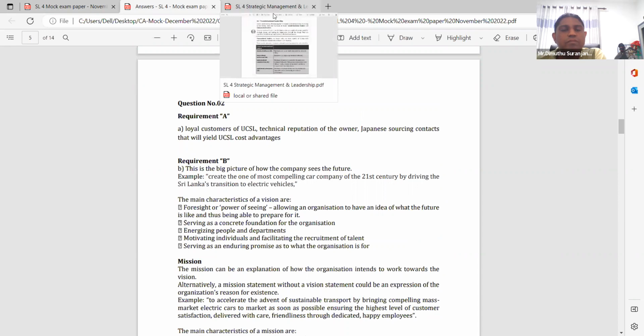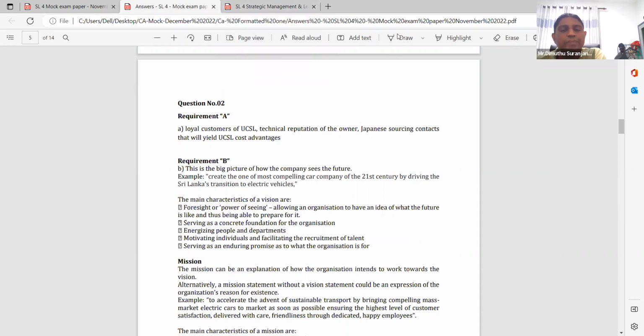Right. If you go to theory, look at the visions. You may not come up with the same visions. It's not practical. You have to come up with similar visions. Create one of the most compelling car companies of the 21st century by driving Sri Lanka's transition to electric vehicles. So it is mentioned that by doing this, you will become the most compelling car company of the 21st century. The characteristics are given.